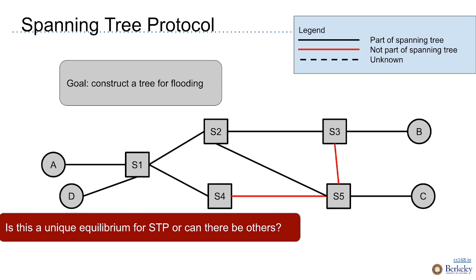Is this unique? Could there be others? Could we think of others? No? Are you saying it is not unique or it is unique? It is unique, because it would be really bad if it wasn't, right? Because we are running a distributed algorithm. If different parts of the network thought different trees, then we couldn't really do correct flooding on it.